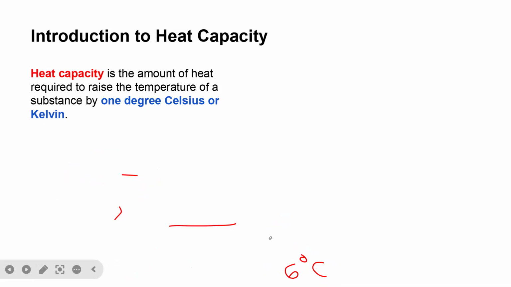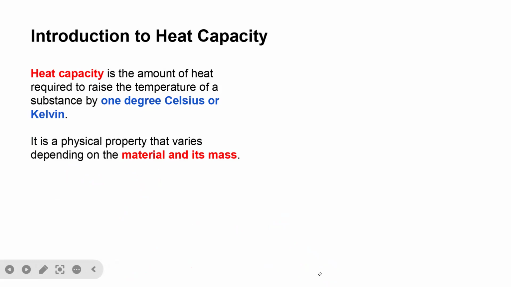Very importantly, ladies and gentlemen, this heat capacity is a physical property that varies depending on a material and its mass. One thing that you need to understand when we are talking about heat capacity is that it is one of the very important physical properties that varies across materials. So it depends on the type of the material and the mass of the material.